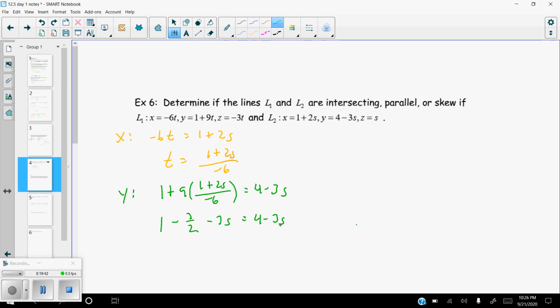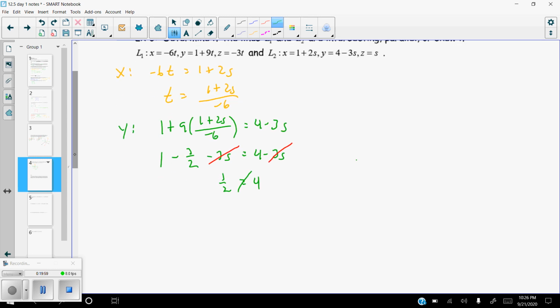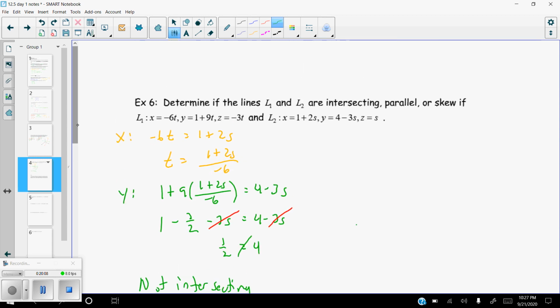So if I add 3s to both sides, those are gone. What does this simplify to? 1 minus 3 halves, 1 minus 1 and 1/2 is 1/2, equals 4. Well, that's not a true statement. I had to have gotten a true statement in order for these two lines to be intersecting. That's not a true statement, so we know that these are not intersecting. They must have the same x, y, and z at the same t value. So that has to happen. And in this case, it did not. So let's check to see whether they're parallel or not. So let's check parallel.